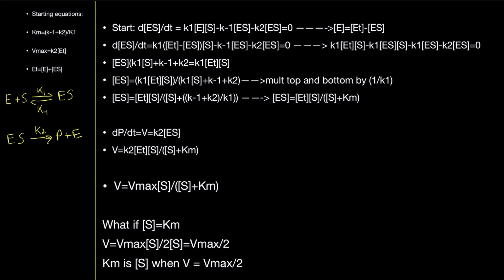On the left-hand side of the page here, we have some starting equations. Km is equal to k negative 1 plus k2 divided by k1. Hold on, I just noticed a little mistake there. Okay, we have Vmax is equal to K2 times the total enzyme concentration, and the total enzyme concentration is equal to unbounded enzyme plus enzyme that is bounded to substrate, or the enzyme-substrate complex.